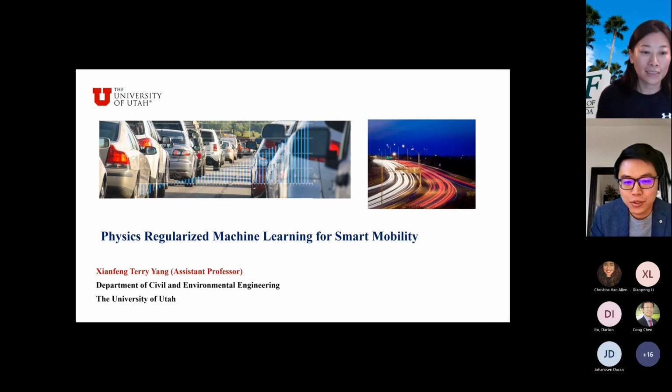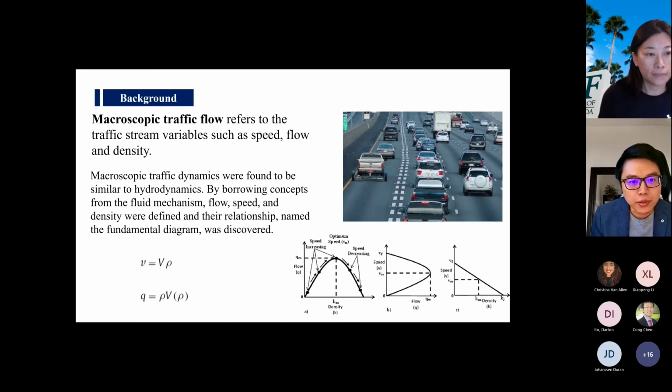Thank you so much for this opportunity to share my research related to machine learning application in transportation. The title of my presentation today is Physics Regularized Machine Learning for Smart Mobility. Nowadays we have seen many machine learning applications in transportation, where the majority of them are related to smart mobility system applications. Today I would like to focus on one aspect, which is macroscopic traffic flow modeling, because traffic flow modeling usually serves as a foundation of many traffic operation, traffic control, and traffic management tasks in smart mobility.